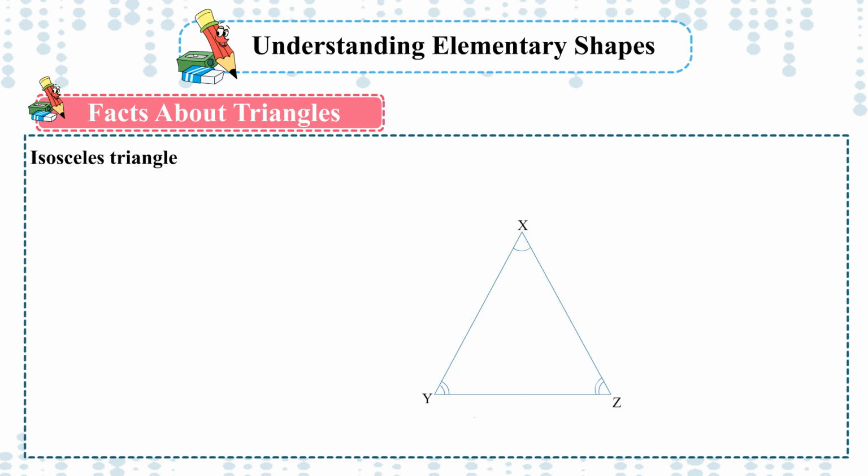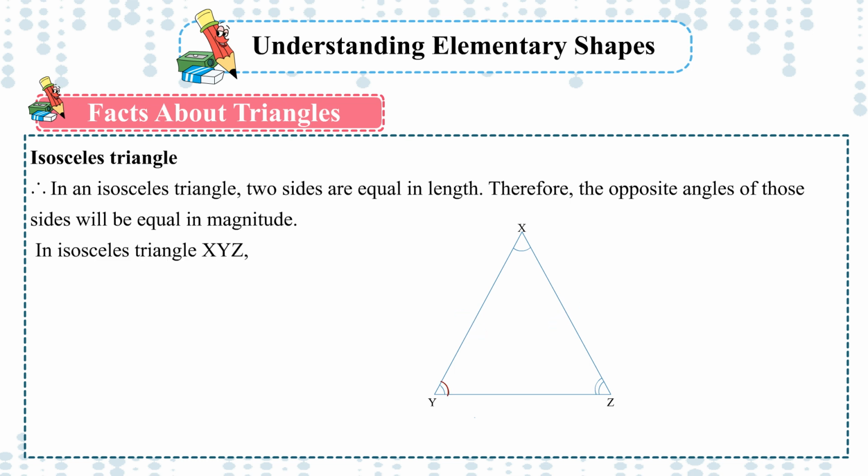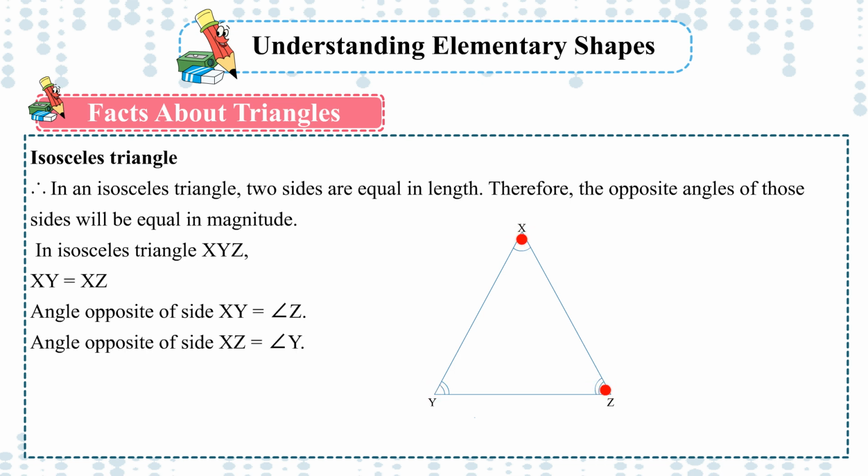Isosceles triangle. In an isosceles triangle, two sides are equal in length. Therefore, the angles opposite to those sides will be equal in magnitude. In isosceles triangle XYZ, XY is equal to XZ. Angle opposite of side XY is angle Z. Angle opposite of side XZ is angle Y. So, angle Z is equal to angle Y.